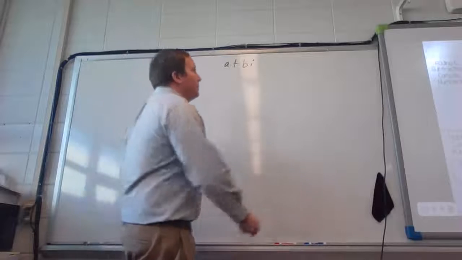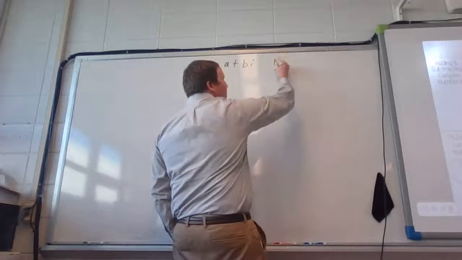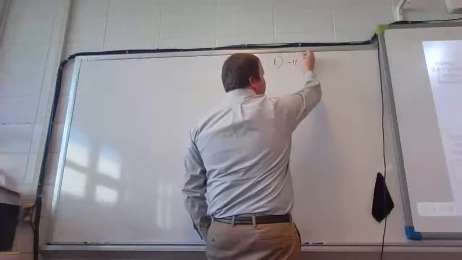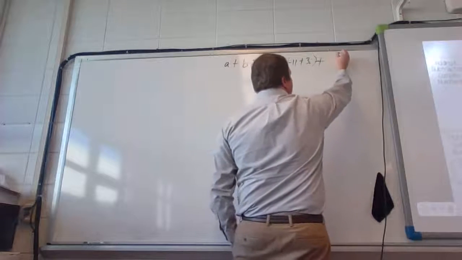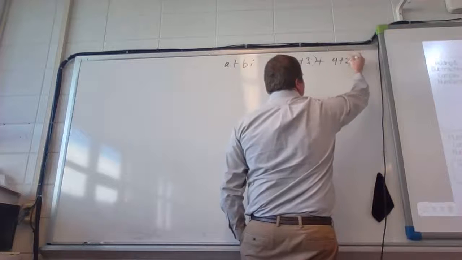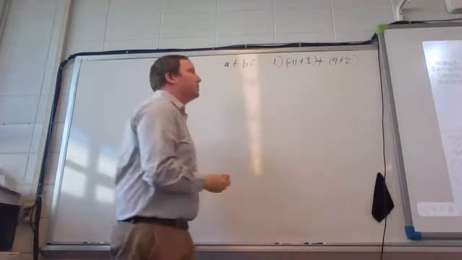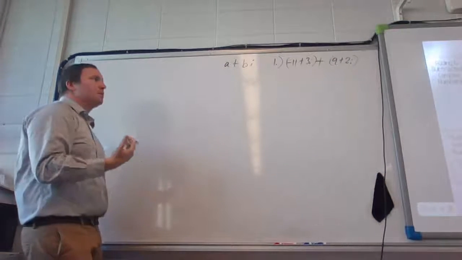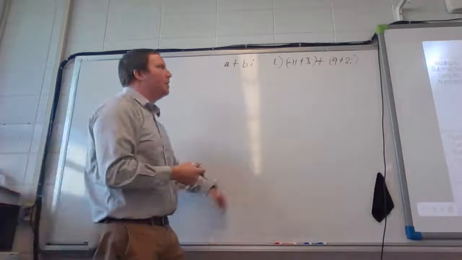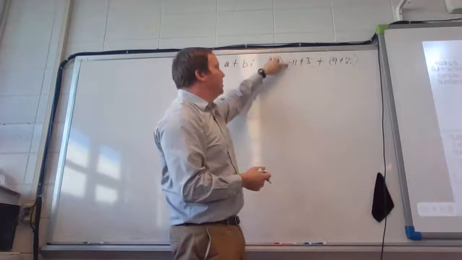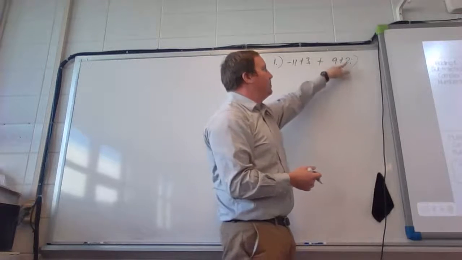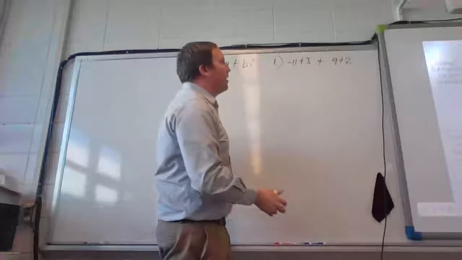So number one, we have negative 11 plus 3i plus 9 plus 2i. So the way this works, we're just going to be combining our like terms. Whenever we have addition, we can actually just kind of ignore our parentheses. So you can erase them if you want. And then we just combine our like terms.